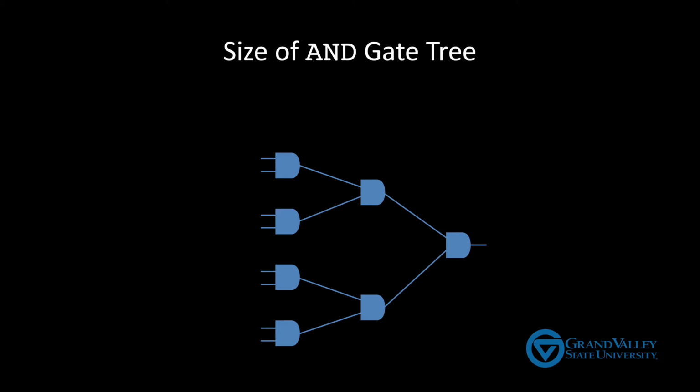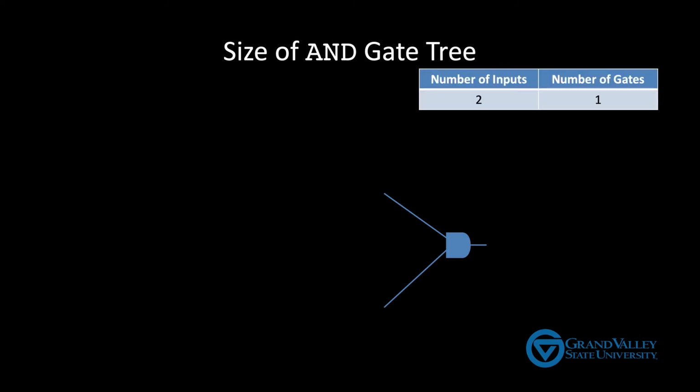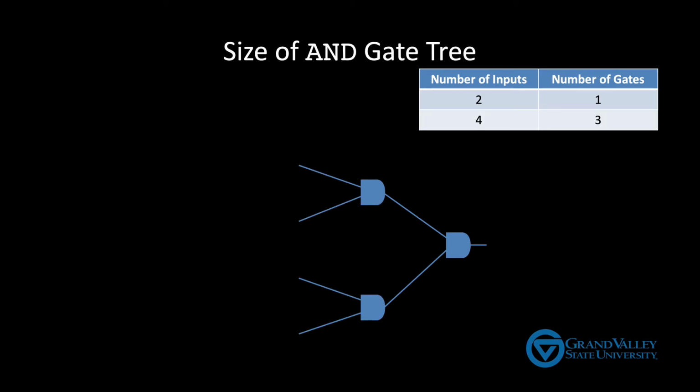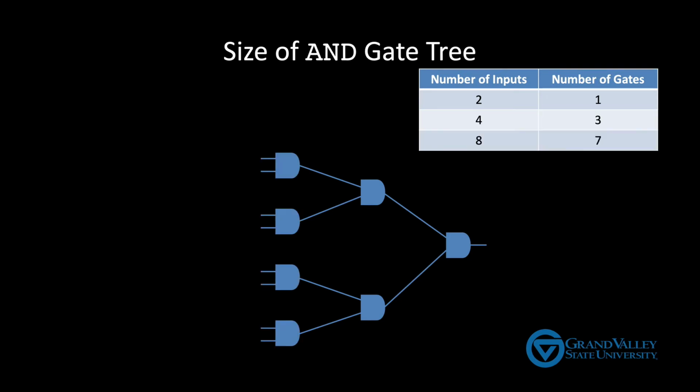We'll again start with a single 2 input gate, which of course has a size of 1. And then if we add a second level to the tree, we can get 4 inputs, but that takes 3 gates. If we add a third level, we can have 8 inputs and we get 7 gates, and so on. So pause the video and see if you can figure out the pattern.